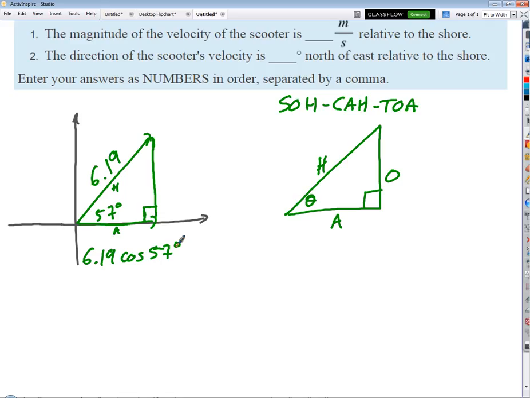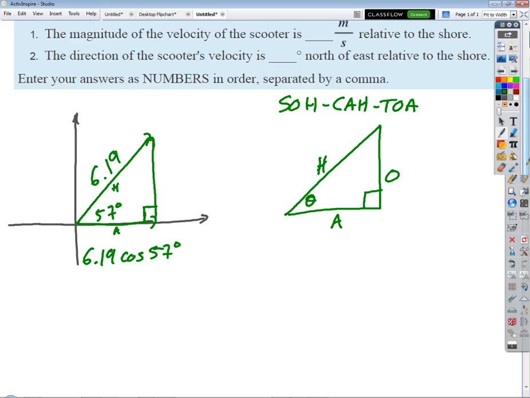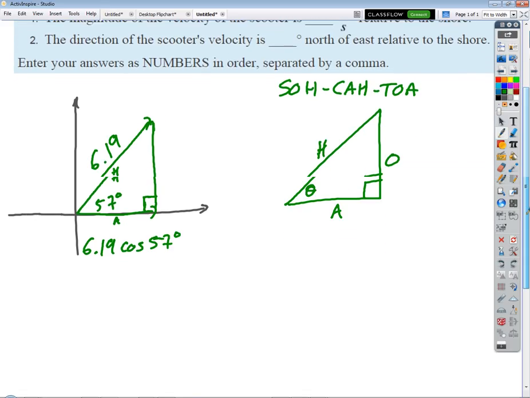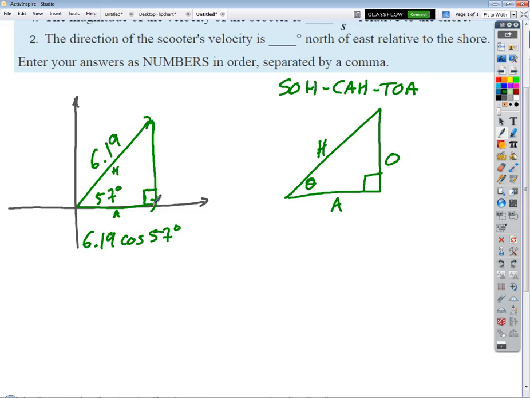Andrew, what's going to be the Y component then? We just calculated the horizontal X component of this 6.19 meter per second velocity, the ship's velocity. The ship is traveling at 6.19 meters per second at 57 degrees north of east. Jordan correctly told us that the X component is 6.19 times the cosine of 57 degrees, because that's the adjacent side. What's going to be the magnitude of the Y component?